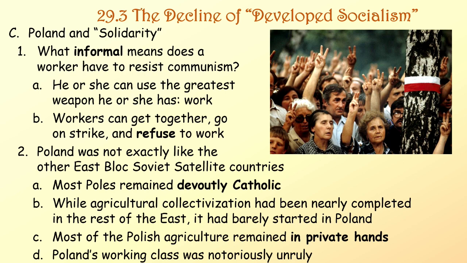Poland was not exactly like the other East Bloc Soviet satellite countries. Most Poles remained devoutly Catholic. While agricultural collectivization had been nearly completed in the rest of the East, it had barely started in Poland. Most of the Polish agriculture remained in private hands, and Poland's working class was notoriously unruly.